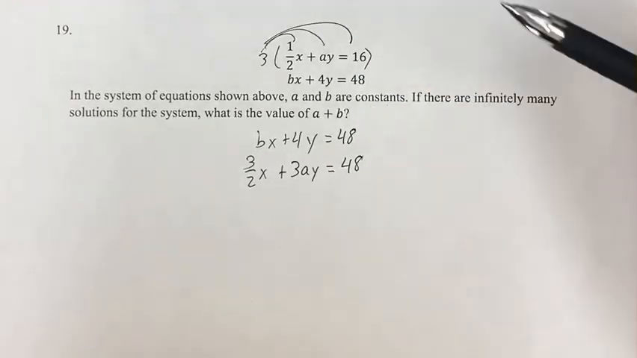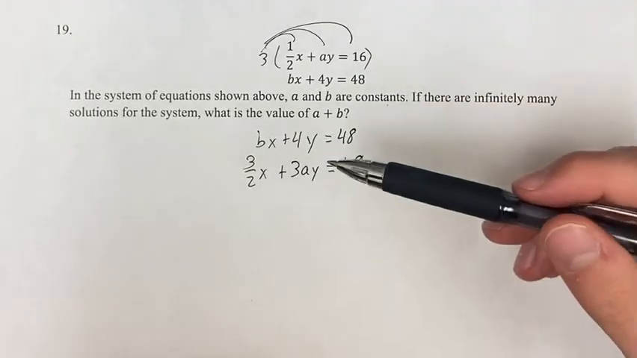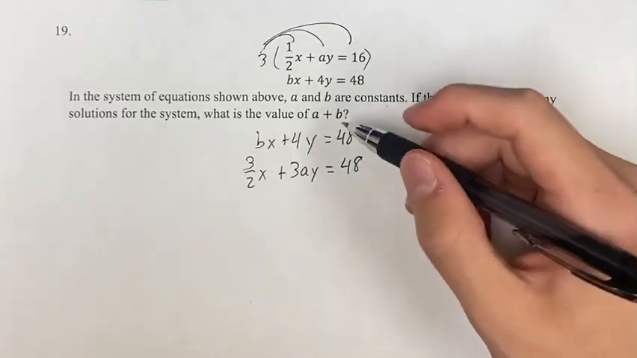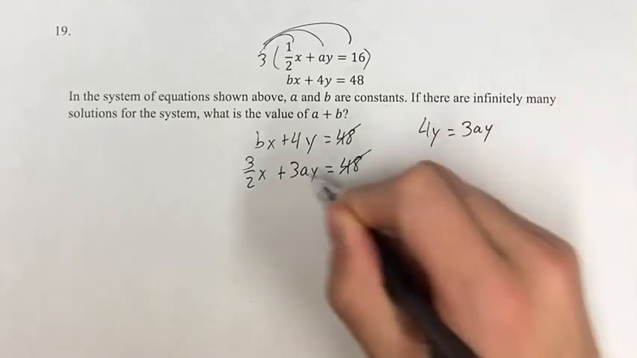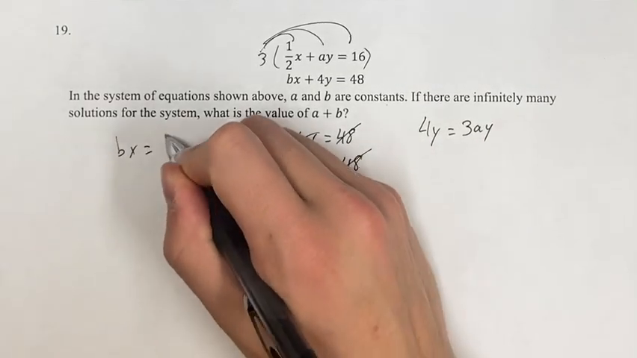And now we know that these are the same line, right? For them to have infinitely many solutions, they have to be the same line, same equation. So 48 is equal to 48. 4y is equal to 3ay. And bx is equal to 3/2 x.